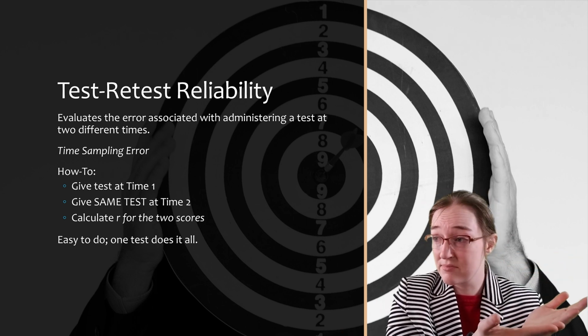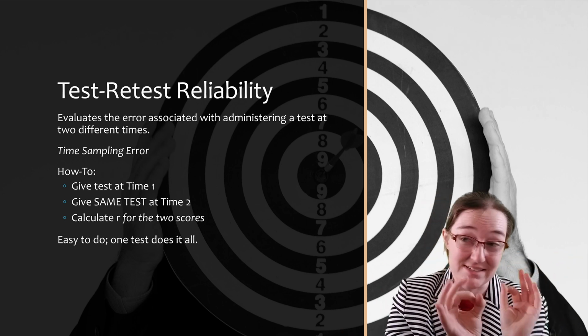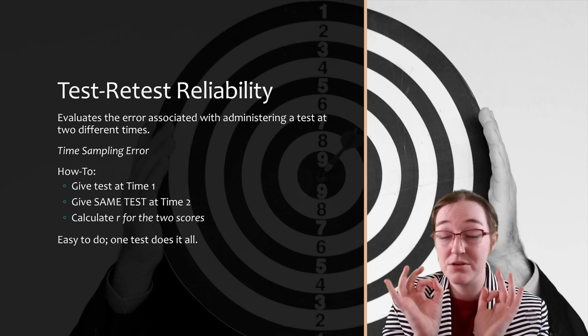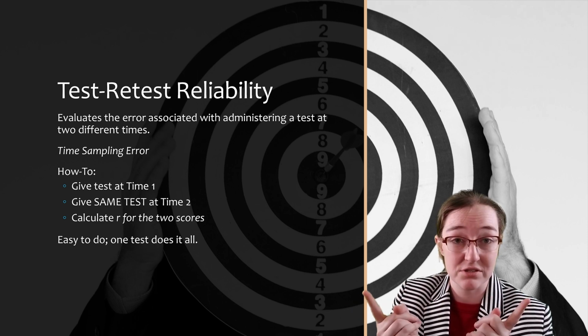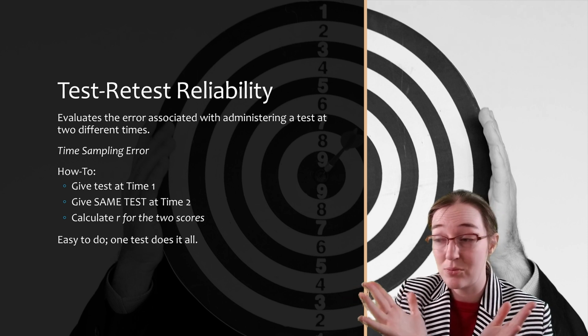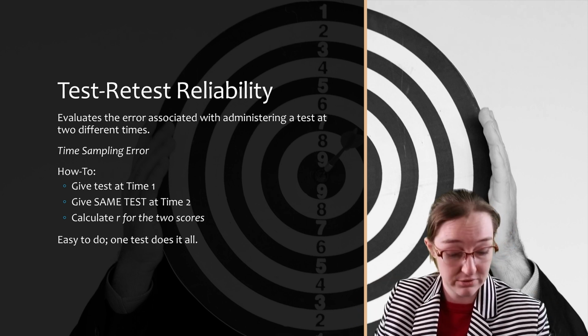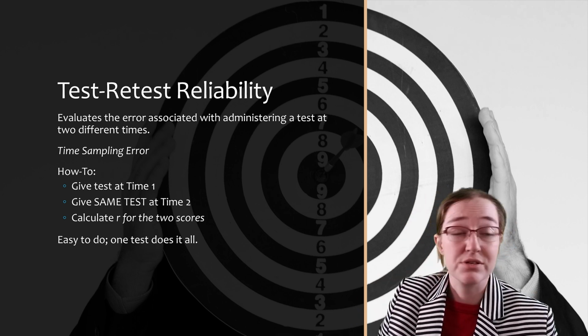But the basic idea is that you give the same test at time 1 as you do at time 2. The exact same test, not different variations of it, the exact same test. And then you calculate the correlation between those two. That's it. Easy does it. One test does it all. You don't have to make a new test, which is great. Super awesome and great. So that's test retest.